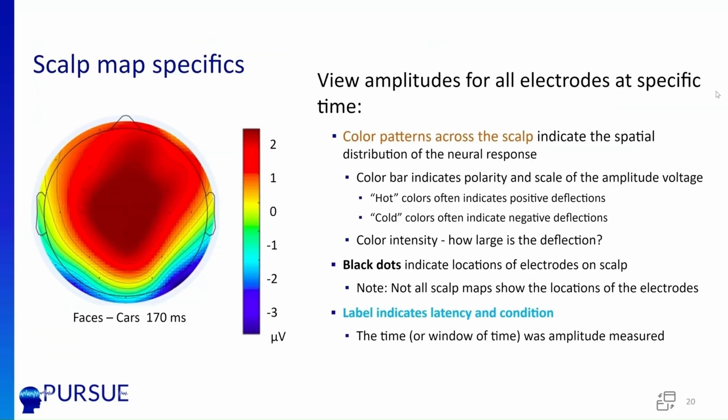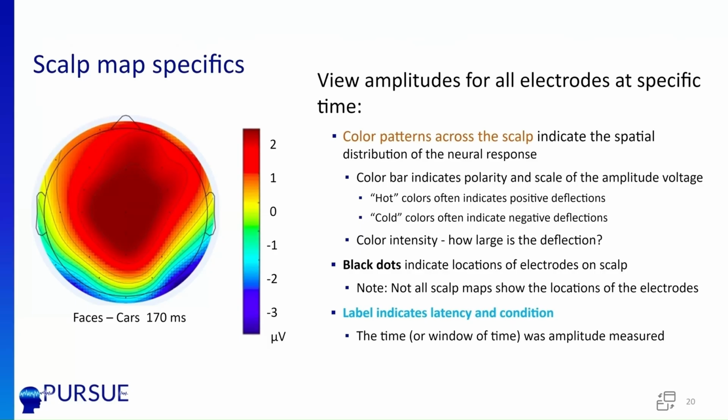Here is some review on the color coding of scalp maps. One way to think of the color bar is as a scale for polarity and a scale of amplitude voltage. Anyone has the freedom to choose the color gradient that they will be using for the scalp maps. However, generally, hot colors represent positive deflections, while cold colors represent negative deflections. The locations of electrodes are always going to be represented by black dots.